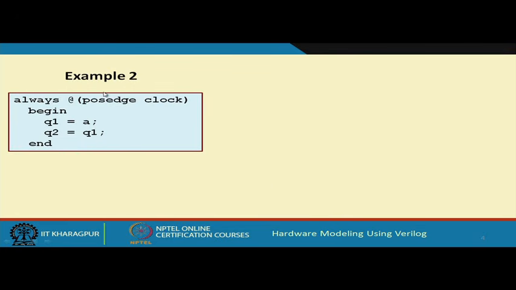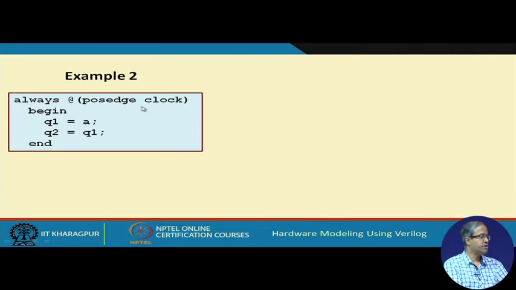Let us take another example. This is a procedural block with a clock, always posedge clock. Here I am using a blocking assignment. So, what does this block mean? This block means that whenever there is a positive edge of the clock, you activate or start executing this.